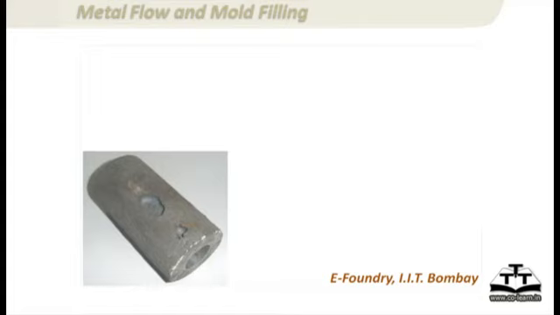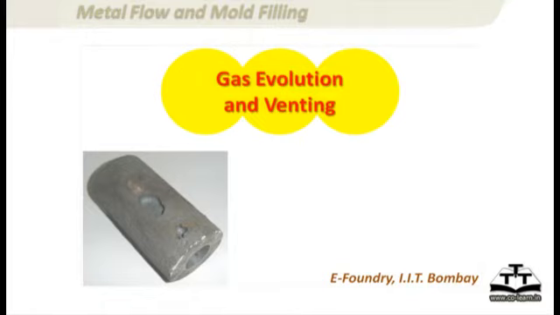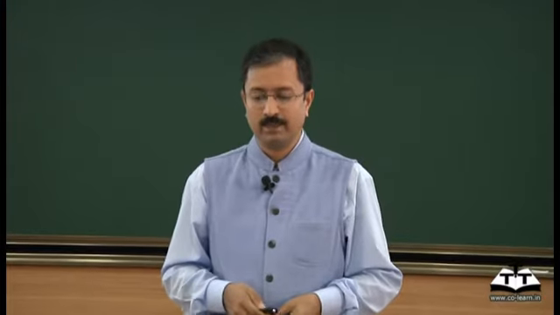But let us get the fundamentals of gas. So we will look at where the gas comes from, how it evolves, and how it goes out. The first part is gas evolution from the metal itself, and that gas, if it is not vented properly, creates a blowhole. So we worry about how a blowhole is formed.